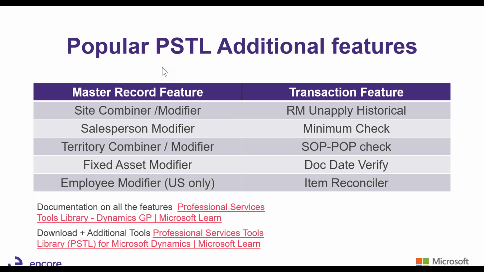There's a couple of checkboxes that you can use. The minimum check means that you can set $25 as a minimum check, and we will not write a check for less than 25 bucks.